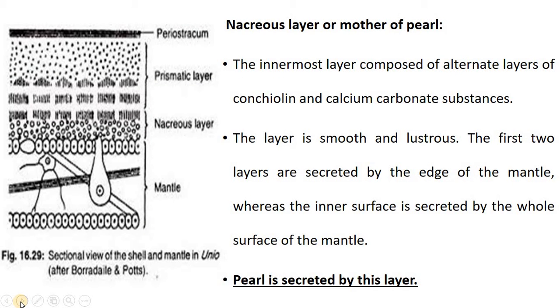The innermost layer is the nacreous layer, or mother of pearl. It is composed of alternate layers of concholine and calcium carbonate. This layer is smooth and lustrous, or shiny. The first two layers are secreted by the edge of the mantle, whereas the inner layer is secreted by the whole surface of the mantle. Of course the shell is entirely secreted by the mantle, but the periostracum and prismatic layer are secreted by the edge of the mantle, whereas the nacreous layer is secreted by the whole surface of the mantle. Pearl is secreted in this layer.